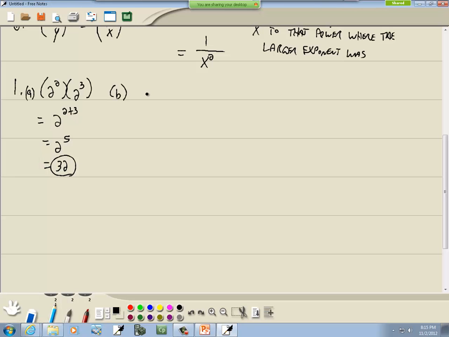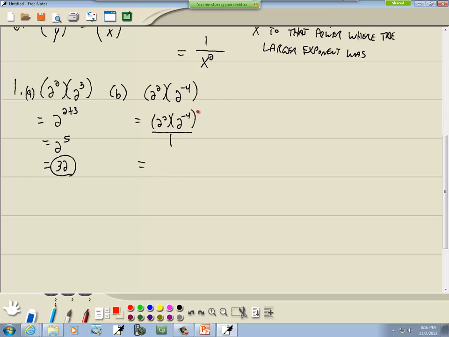Now B. Got 2 squared times 2 to the negative 4. Well, we said that if we have a negative exponent, you take it opposite where it's at in a fraction. Well, in order to do that, you have to have a fraction. So let's go ahead and create one. You can always create a fraction just by putting it over 1.